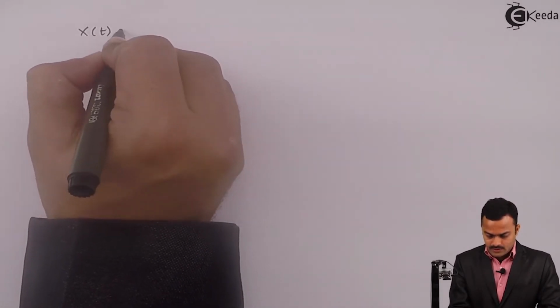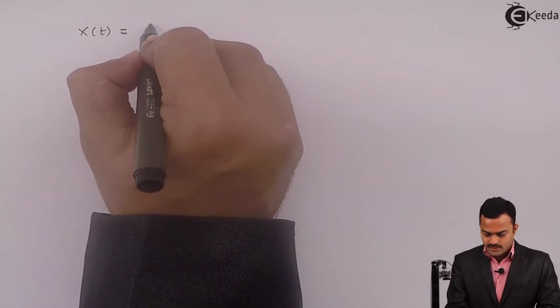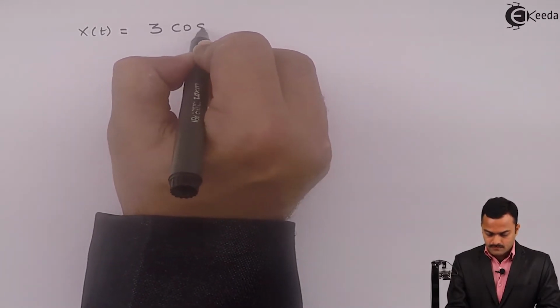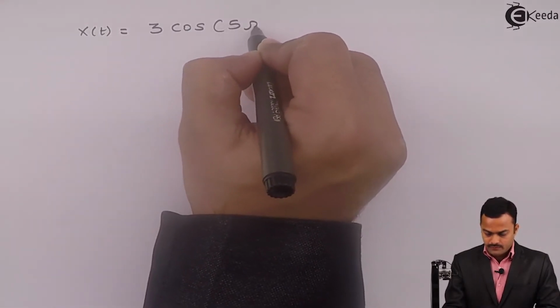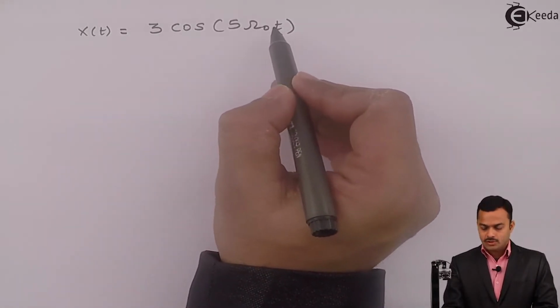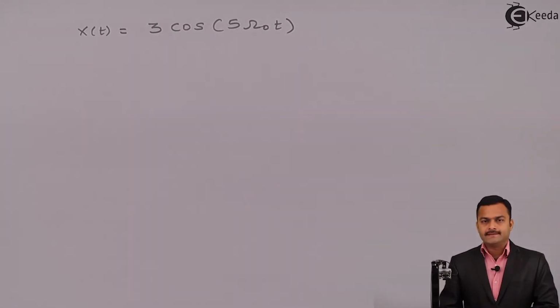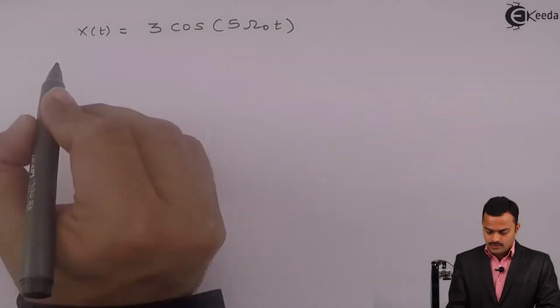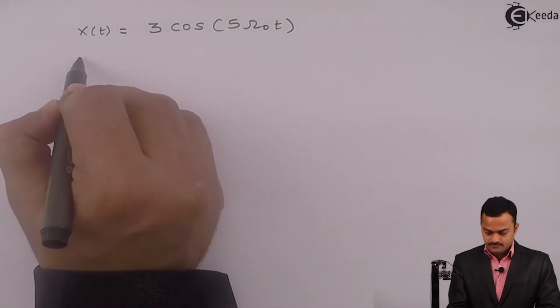In this video, we are going to find out the energy and/or power of a trigonometric function, which is a cosine term. So x of t is a cosine, given as 3 cos(pi omega 0 t). It is just a notation given for the frequency omega 0. It's a cosine term, which means it's a periodic signal. So let's find out the energy and power.